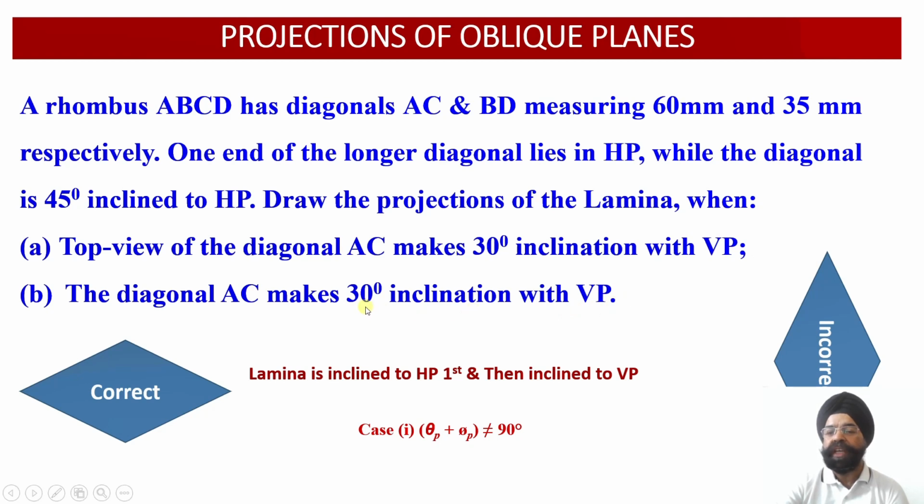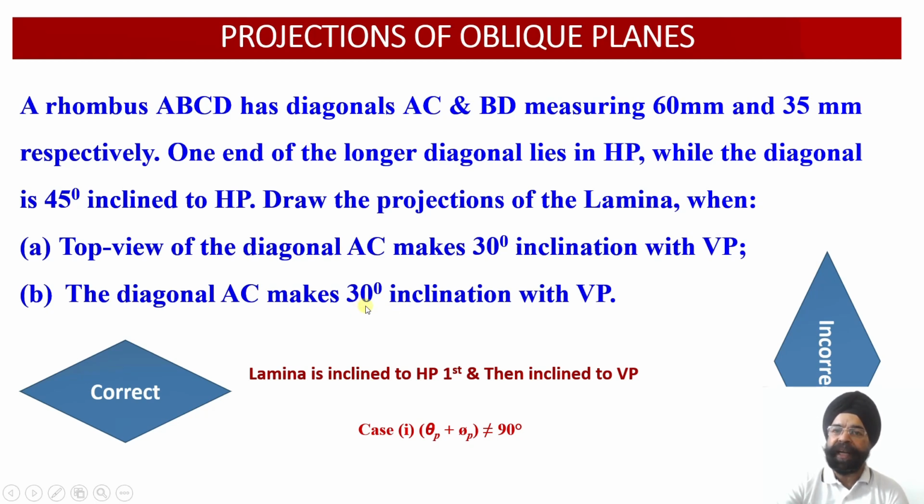That is, now since the true length of the diagonal AC is inclined at an angle of 30 degree, this angle of 30 degree is now phi. It is no longer beta. Now we know the true length of the diagonal over here, that is 60 millimeter. We know the true angle of inclination, that is phi is equal to 30 degree.